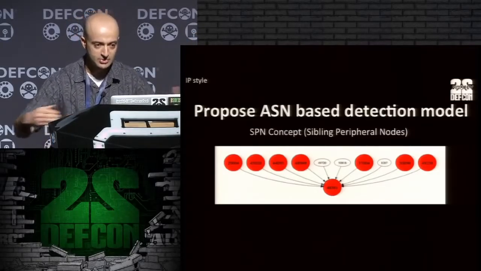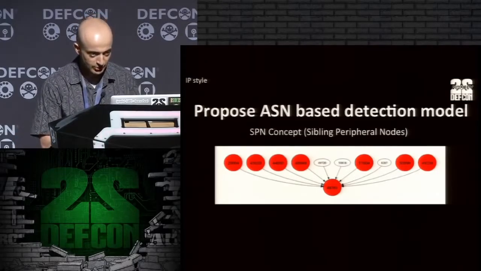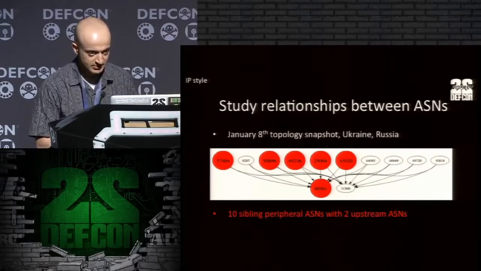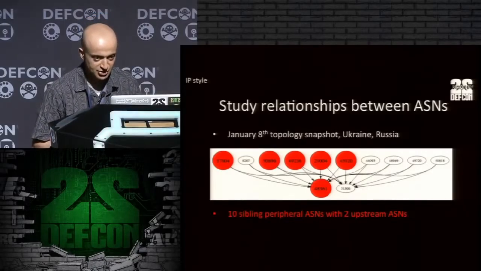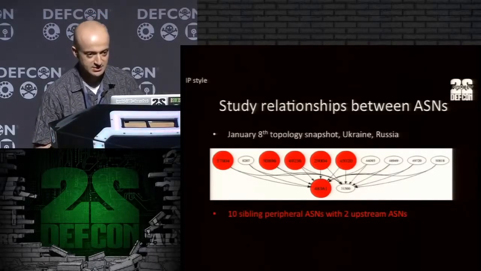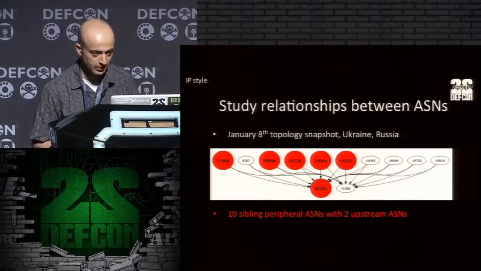So they are on the outskirts or the periphery of the internet. Now we look for suspicious ones in this case. So this is a subgraph we took, a snapshot from the Ukrainian-Russian IP space in January, and we see a bunch of these ASNs, sibling and peripheral, hosting the malicious payload, because they are in red, and one of the parents is also doing the same.